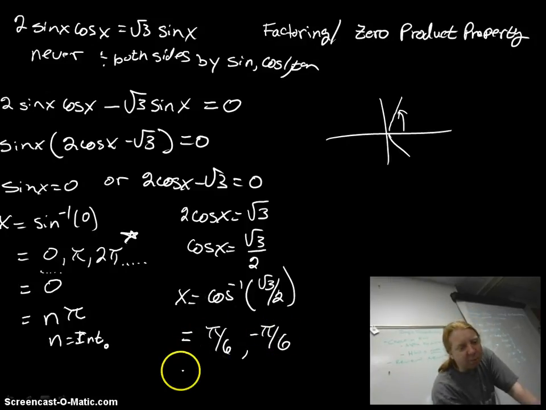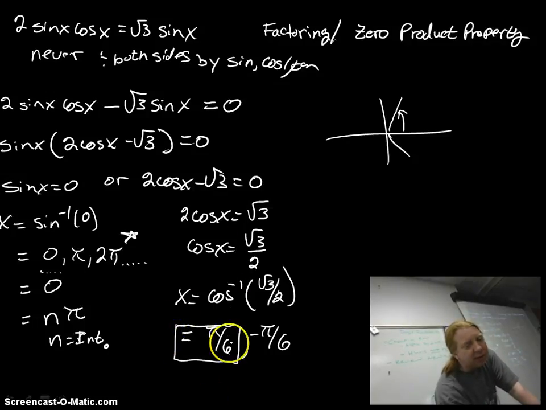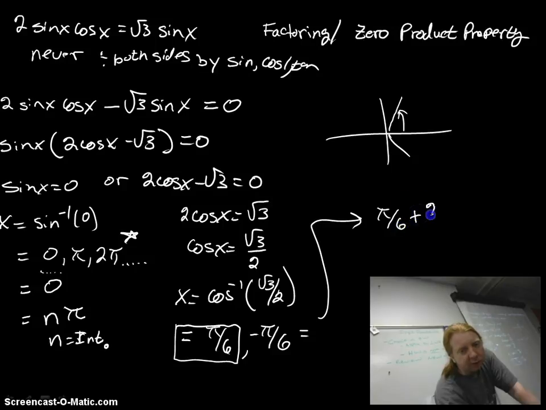Now, so that's a couple of answers. I also need to consider, guys, if I want just from using a function, my only answer would be this. And lastly, I should also be able to write this in interval notation. I'm going to write that up here. So I would write pi sixths plus 2n pi and negative pi sixths also plus 2n pi.